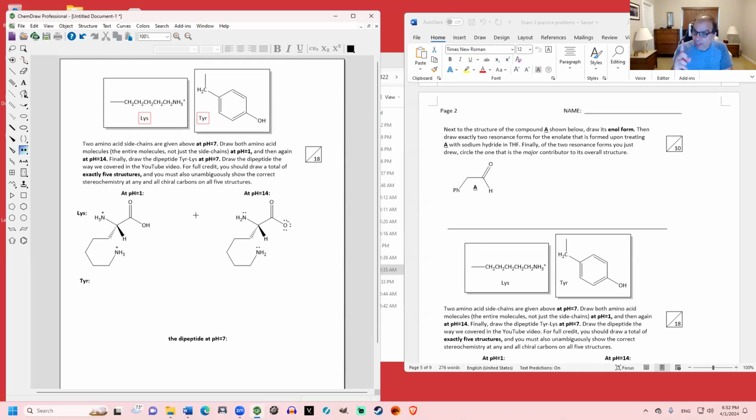They're all, with one exception, functional groups that we've seen before. The only exception is the guanidino group in arginine. But we've seen amines before, we've seen carboxylic acids before, we've seen alcohols, we've seen thiols, we've seen phenols. All of these are functional groups we've seen before. So I don't think it's necessary to memorize them all. Good. So that's lysine at pH 1 and pH 14.